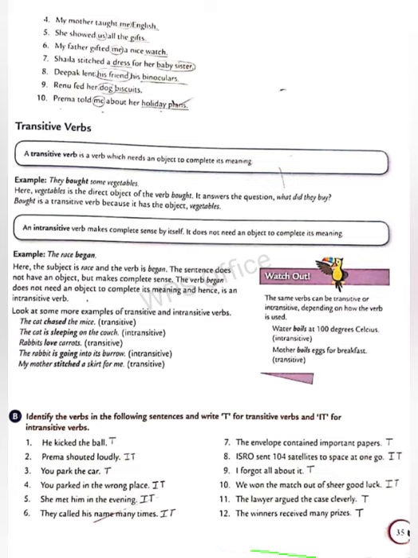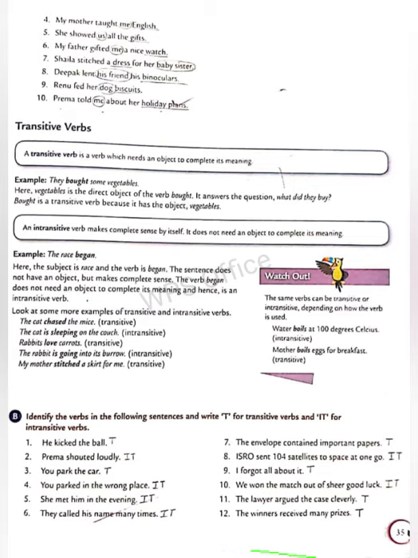Next, we have transitive and intransitive verbs. A transitive verb is a verb which needs an object to complete its meaning, and an intransitive verb makes complete sense by itself. It does not need an object to complete its meaning. The race begins is itself a statement, and it does not require any object, like the race begins in a field or in a park. These do not require any object. The race begins is itself a statement. So here begin is an intransitive verb.